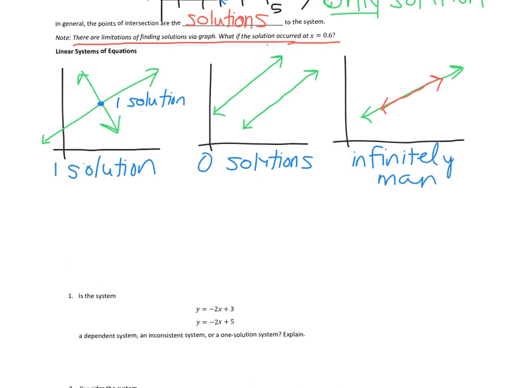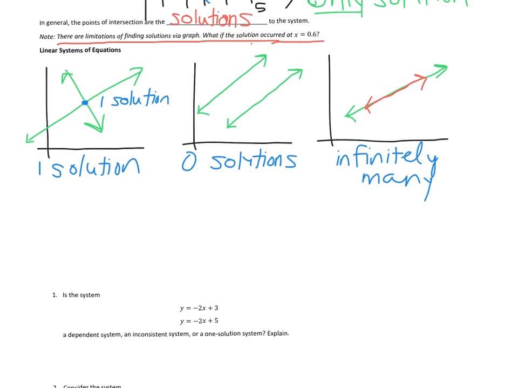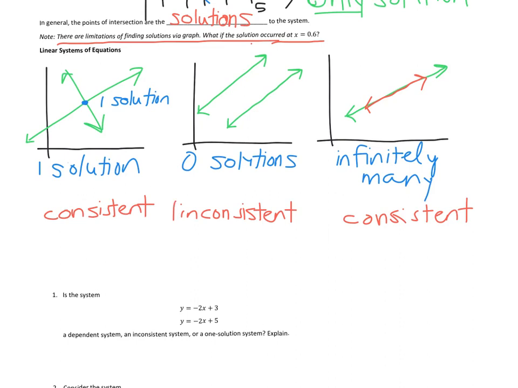And then we have some vocabulary words to go along with this. If they have solutions, they're consistent. So one solution is a consistent system. Infinitely many is a consistent system. And then if there's no solutions, that's inconsistent. All right, so I'm just going to box that. So it's inconsistent if there's no solutions.